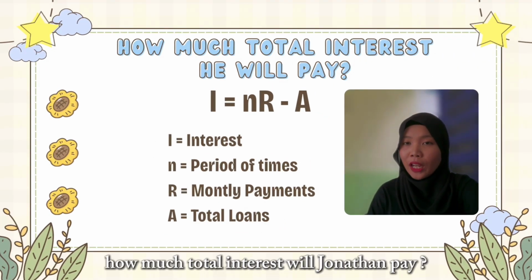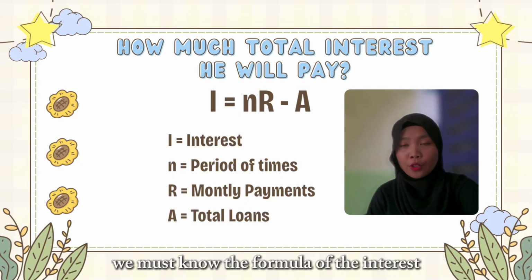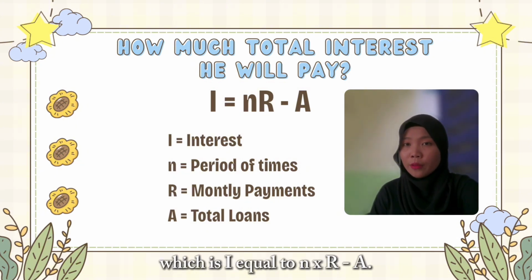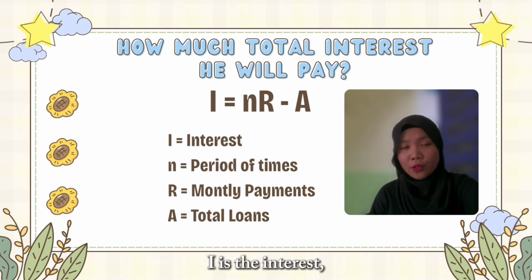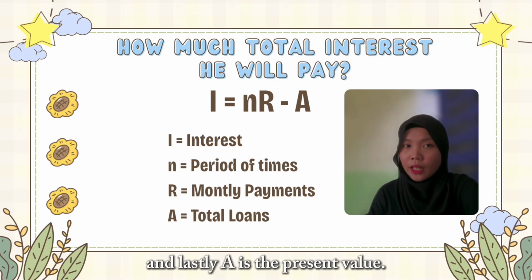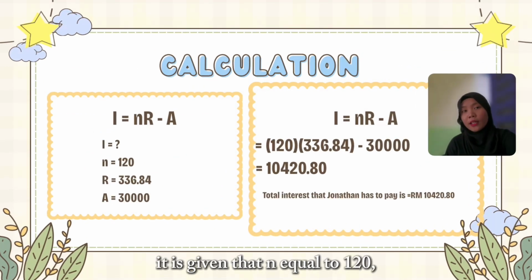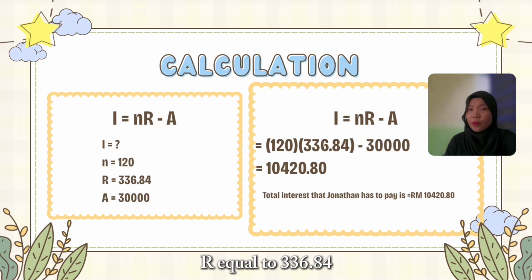So, for question B, how much total interest will Jonathan pay? To answer this question, we must know the formula of the interest, which is I equal to n times R minus A. I is the interest, n is the term of the loan, R is the periodic payment, and lastly A is the present value. So, in this question, it is given that n equal to 120, R equal to 336.84, and A equal to 30,000.